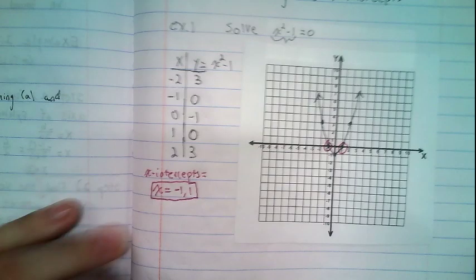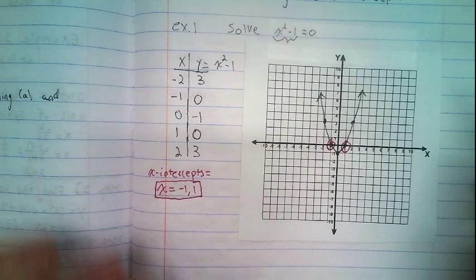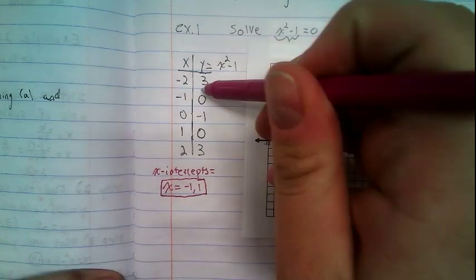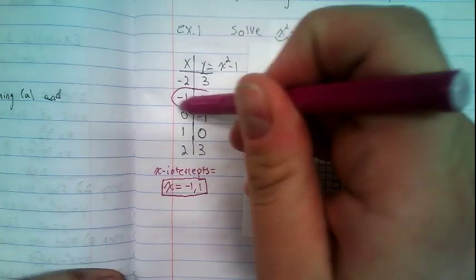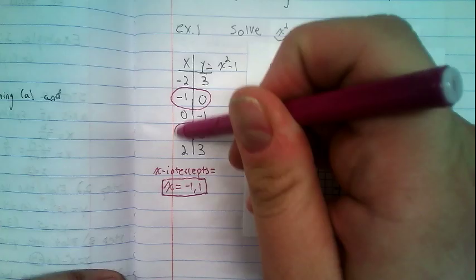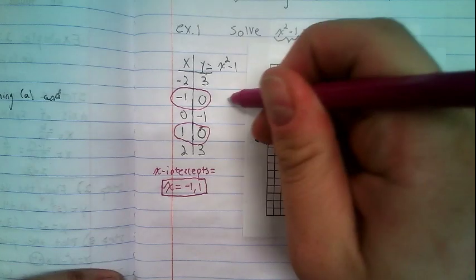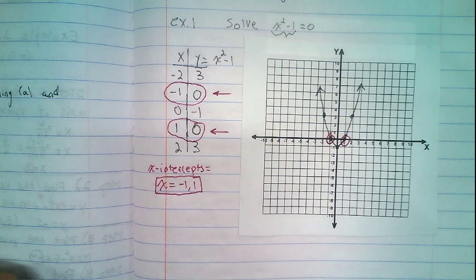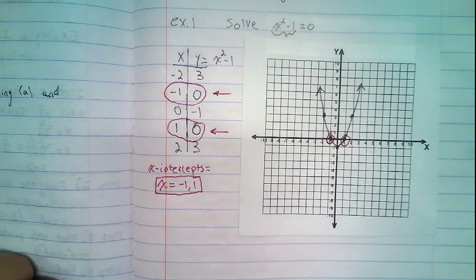Now, this doesn't happen in every case, but I want to show you an easier example. If I just made my table, I could right away see that at negative 1 the solution is 0, and at positive 1 the solution is 0. So these are my solutions as well. So I didn't necessarily have to graph this one. Okay, but it's good practice to graph this one.